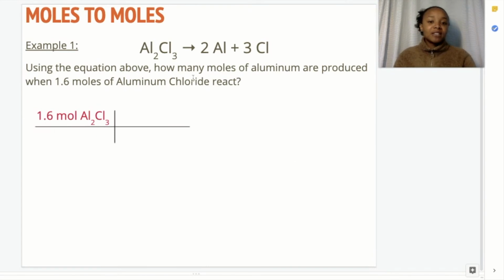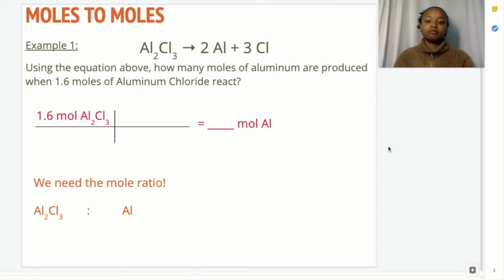What am I trying to find? I'm trying to find moles of aluminum, right? That's what the question's asking me. So I'm going to write that here. Now, how can I go from this unit, mole Al2Cl3, to this unit, mole Al? I'm going to use a ratio, right? So we need the mole ratio between the two. And how do we find that?